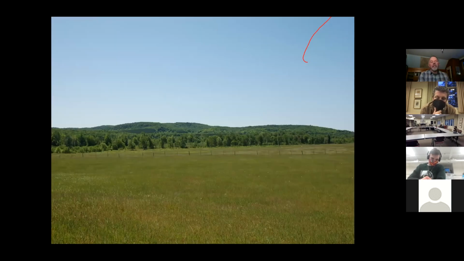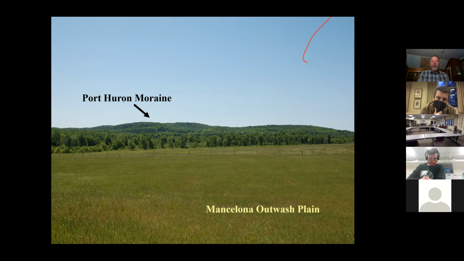For example, this is the famous Port Huron moraine that arcs all across the northern part of lower Michigan, from the west side all the way over to Port Huron. The Manistee outwash plain is in front of it, just like the picture that I showed you of the actual glacier in the alpine setting.